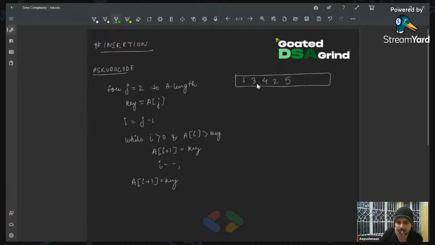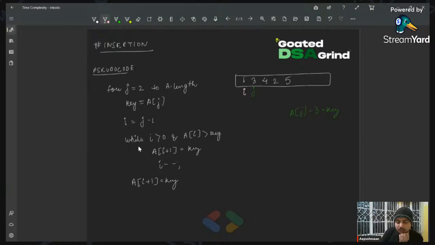We'll start with j equal to 2. So j will be going from this point till the length of the array. We assign key as the array value at position j. So a of j here will be 3, and that will be our key. And i is j minus 1, so we have i here.